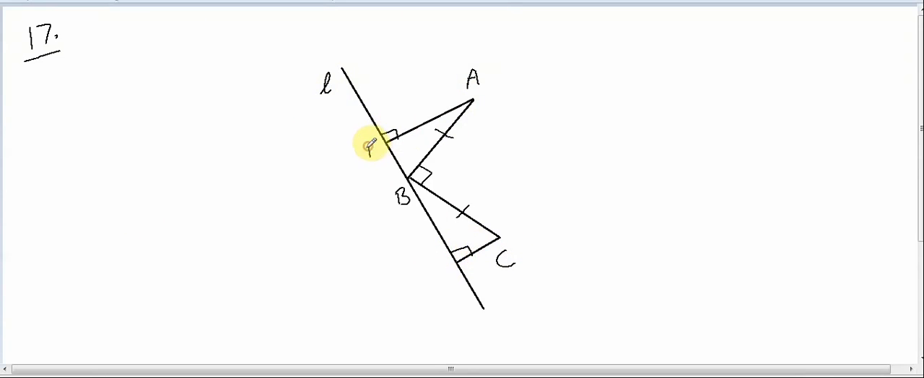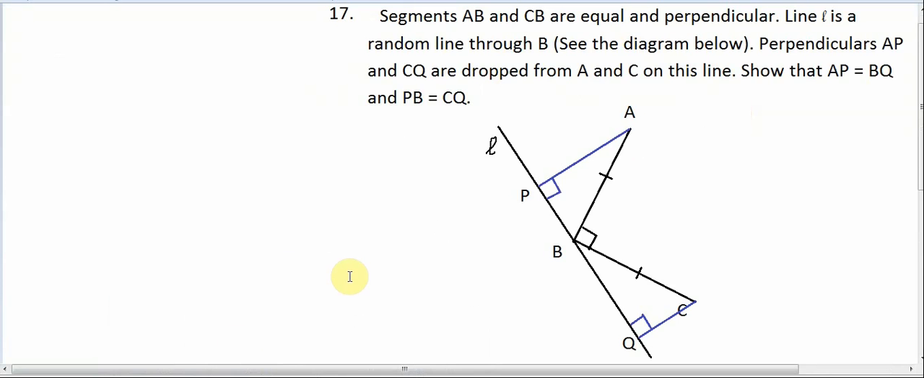Let me name these points as P and this as Q. The task here is to show that AP is equal to BQ and PB is equal to CQ. This is what we have to show. So this is the question, and the formal question I have over here. You can also find this question in the description if you want to take the printout or you want the question in the Word format.